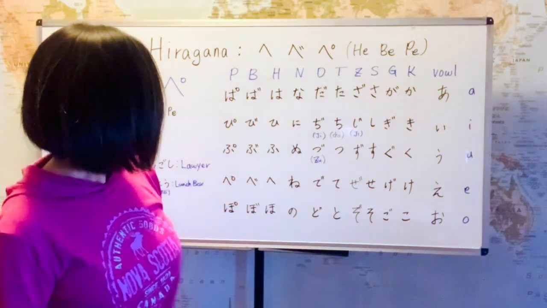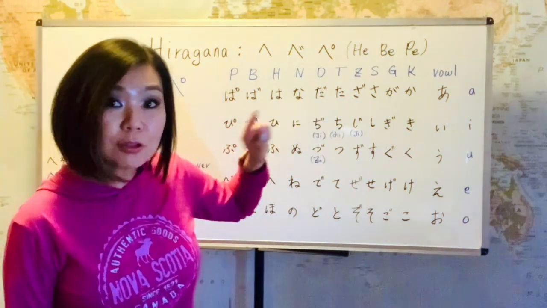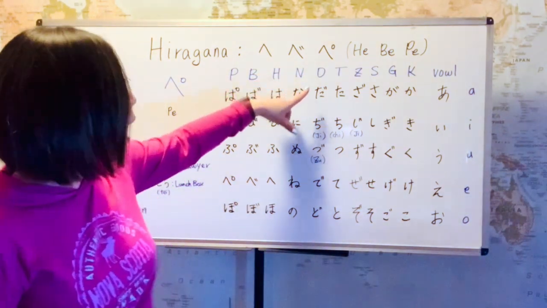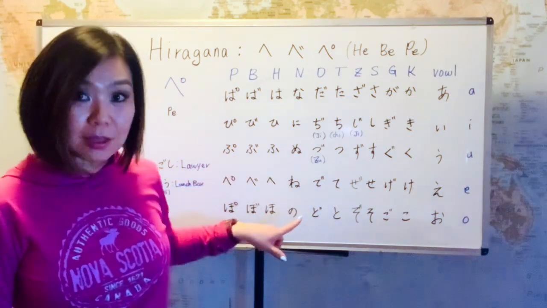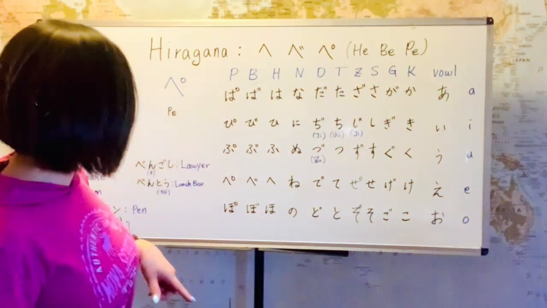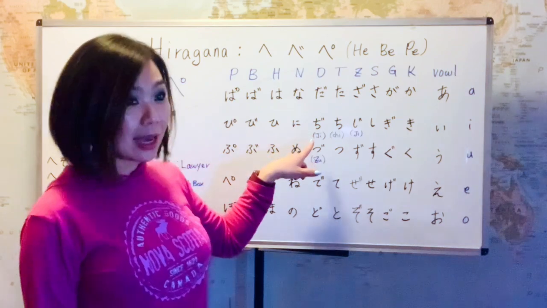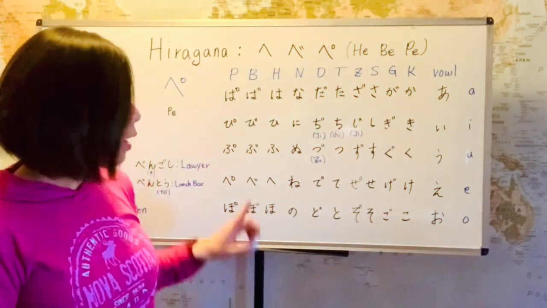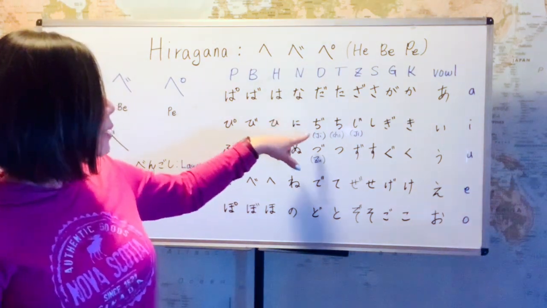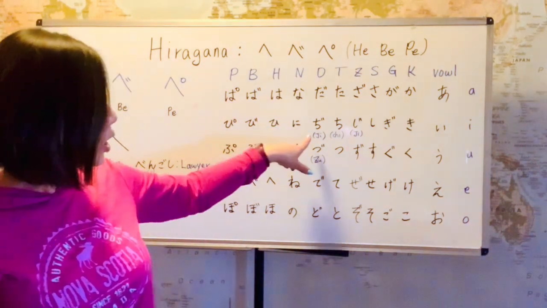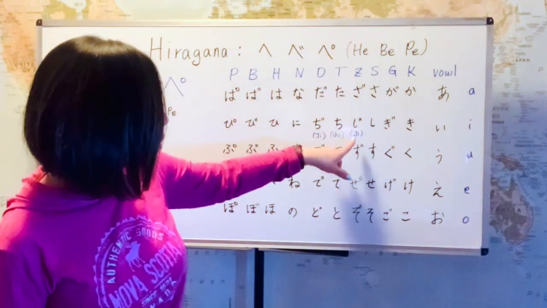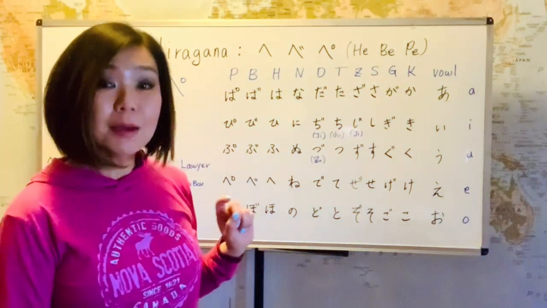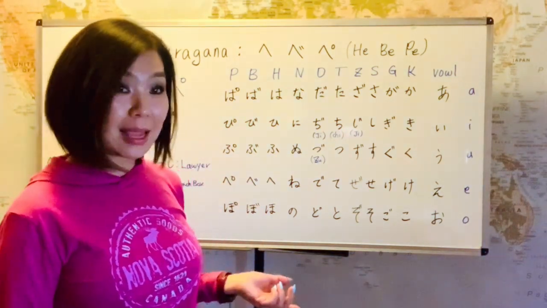All right? And then if you put two dots on the right top corner on the T line, that would become the D line, right? Da, ji, zu, de, do. And this line, we have to be really careful because the second one, again, we want to pronounce it like di, but we don't have that sound. So we're going to pronounce it like J-I, ji, exactly the same as the Z line, okay? So they are written differently, but we pronounce them exactly the same, ji.